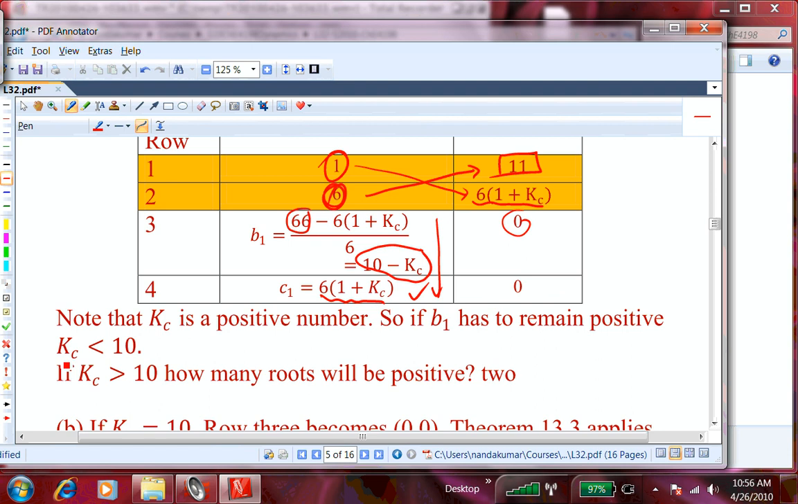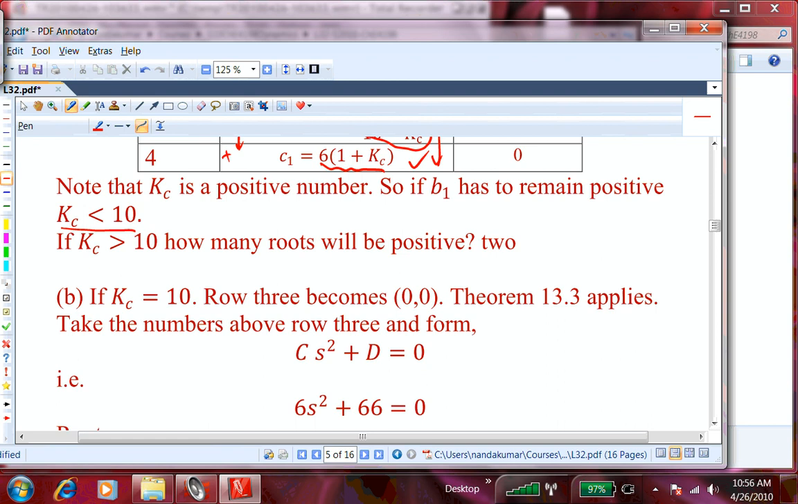How many roots are there if it is greater than 10? There are two sign changes, right? From positive to negative here, from negative to positive there. It's plus, minus, minus, plus, if kc is greater than 10. There are two positive roots for any value of kc greater than 10. Any questions?